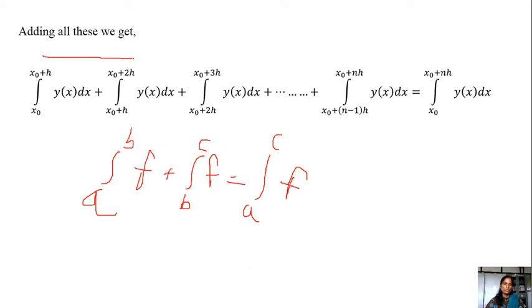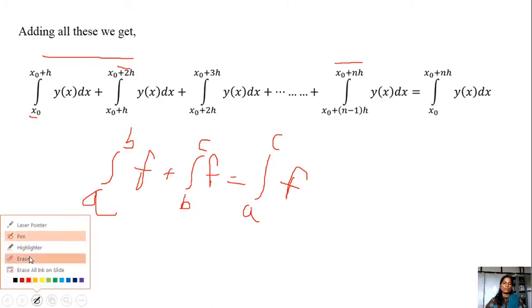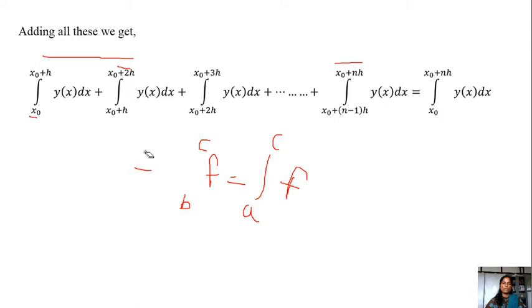So for these two integrations, the integration will be from x0 to x0 plus twice h. Then again here x0 plus twice h is the same lower limit, and the upper limit will be this one, x0 plus nh. Let us remember this. We have used that property: integration a to b of f plus integration b to c of f is integration a to c of f. And finally you will get integration x0 to x0 plus nh of y dx.